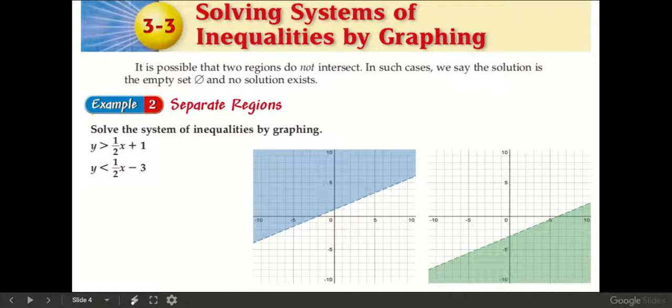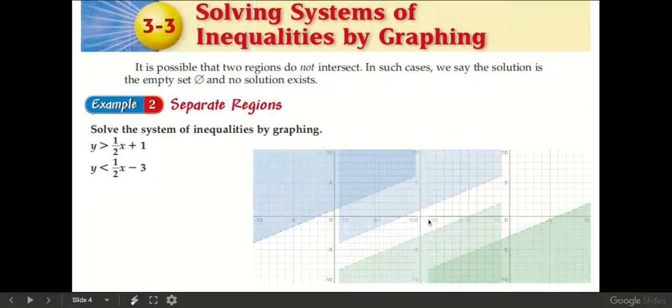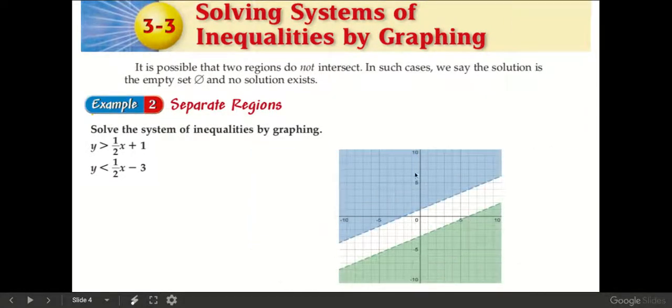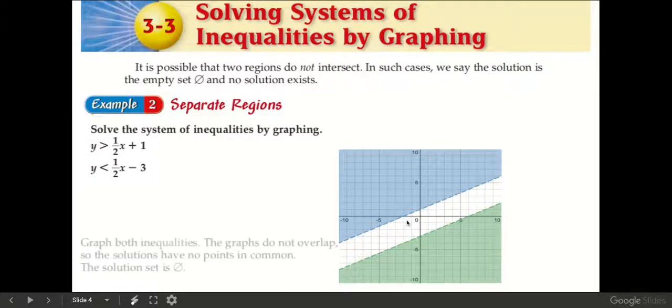Now, if I were to look at these two graphs on the same coordinate grid, it would look like this. Now, if the solution is where the two shaded areas overlap, do they ever overlap? The answer is no, they don't. So since the two inequalities never overlap, the solutions have no points in common, so the solution set is an empty set, or there is no solutions.